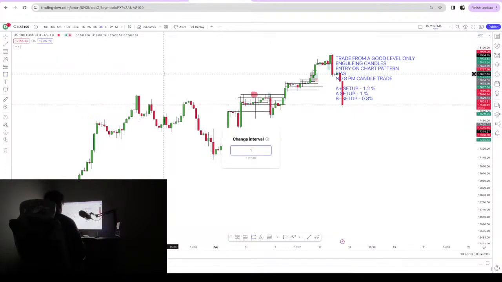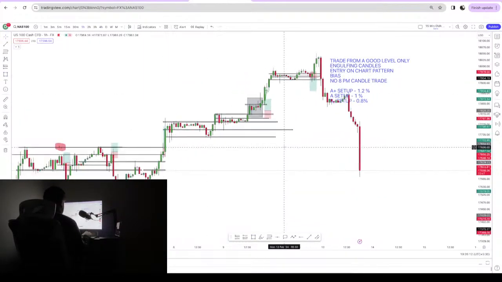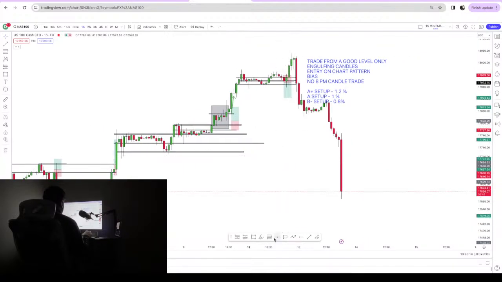Next is the 1 hour time frame. Let's see what is happening on this. It's a clear cut downtrend on 1 hour. Lower low, you can see a lower high and then again a lower low, right?